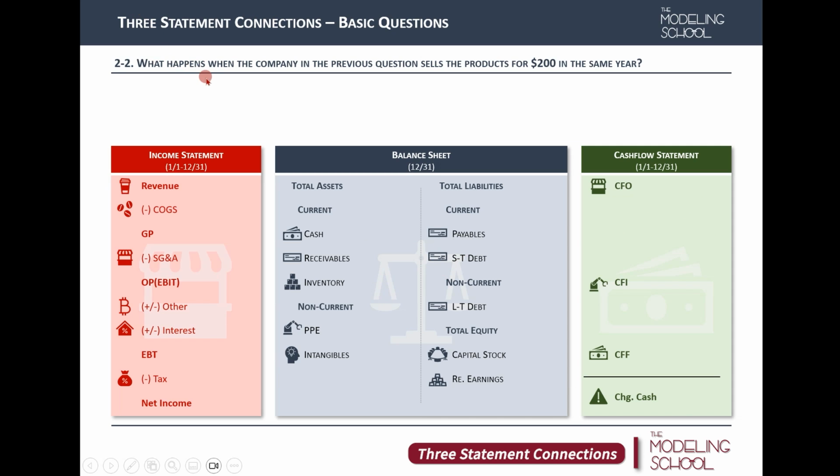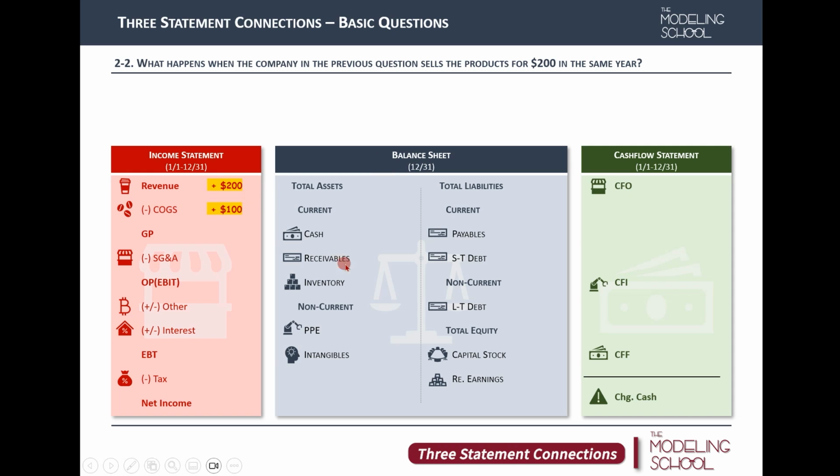However, what's going to happen when the company in the previous question sells the product for $200 in the same year? So temporary differences can be reversed at some point of time, and this is, I think, one of the most common reversals in daily operations. Now this time, because the company has sold the product for $200, clearly $200 will be recognized in revenue. And in addition to that, $100 is going to be recognized as cost of goods sold, the $100 of inventory that the company has purchased in the previous question.